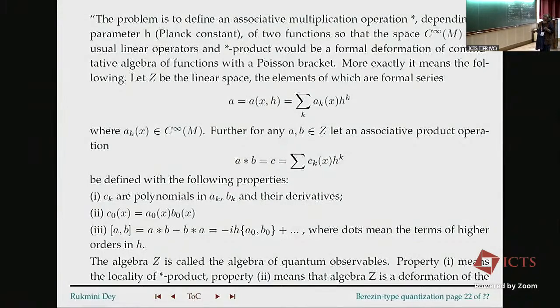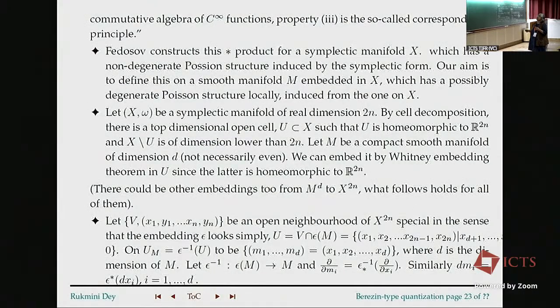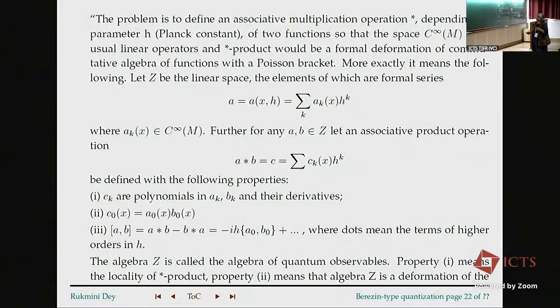Dirac's first, I think from Dirac's time, he just laid it as a postulate that the commutator of operators should be proportional to the Poisson bracket up to first order. This algebra Z is called the algebra of quantum observables. Property 1 says locality of the star product. Property 2 means Z is a deformation of the commutative algebra C infinity of functions. And property 3 is called the correspondence principle.